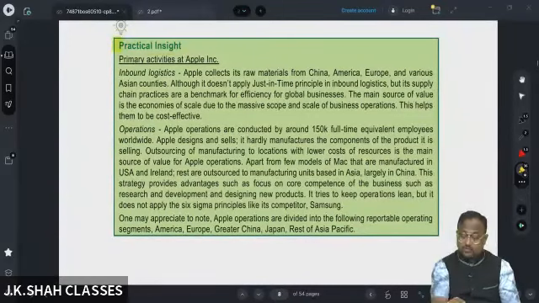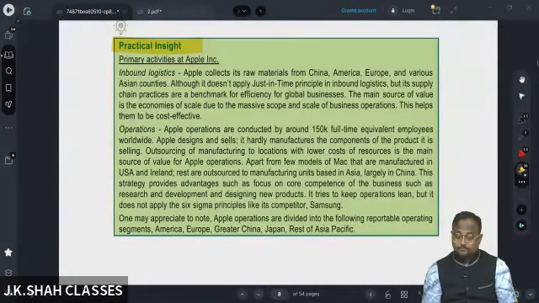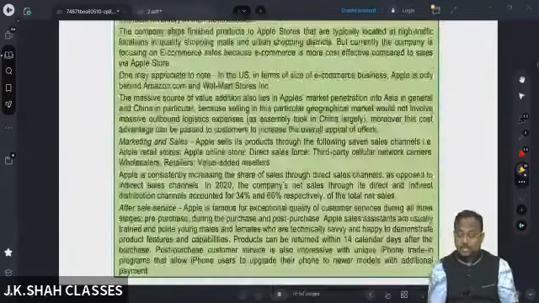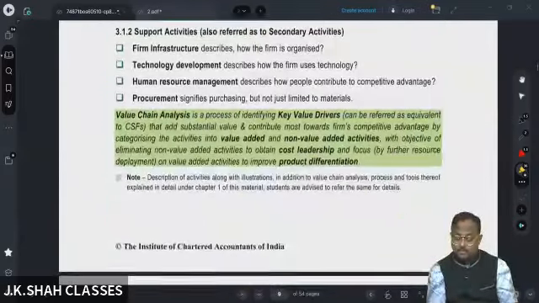Just quickly have a glance on the practical insight here. You will get a better idea. We have discussed everything in one of the previous chapters, but still have a glance at this green and this green bracket. Then we'll be starting with the next part.